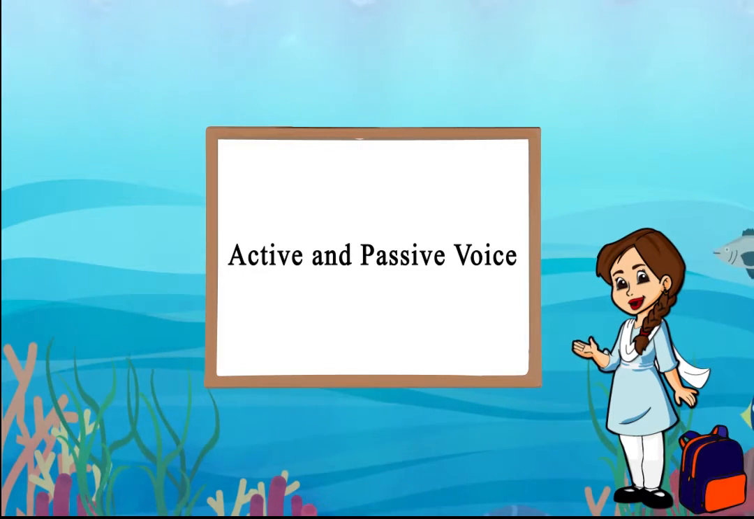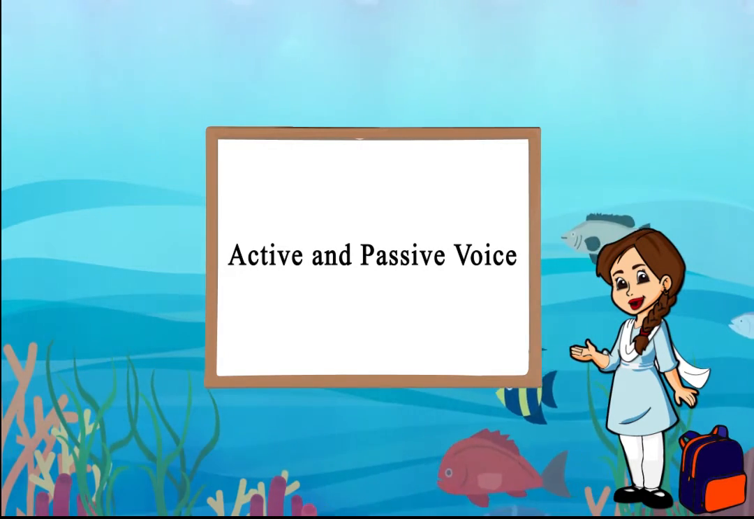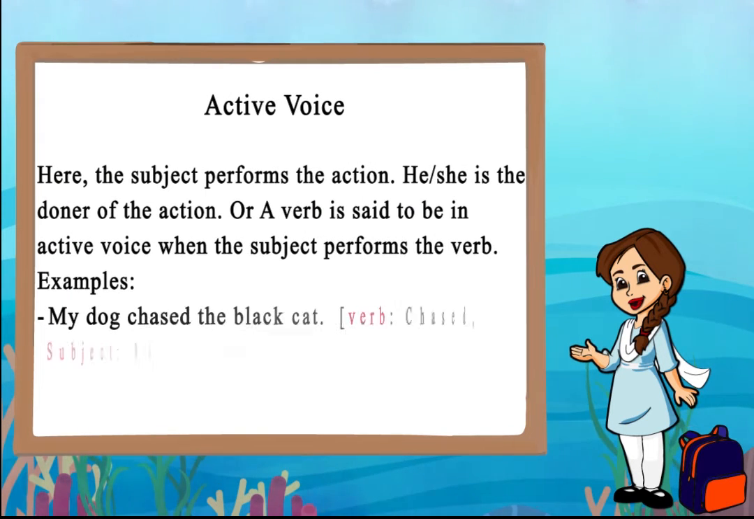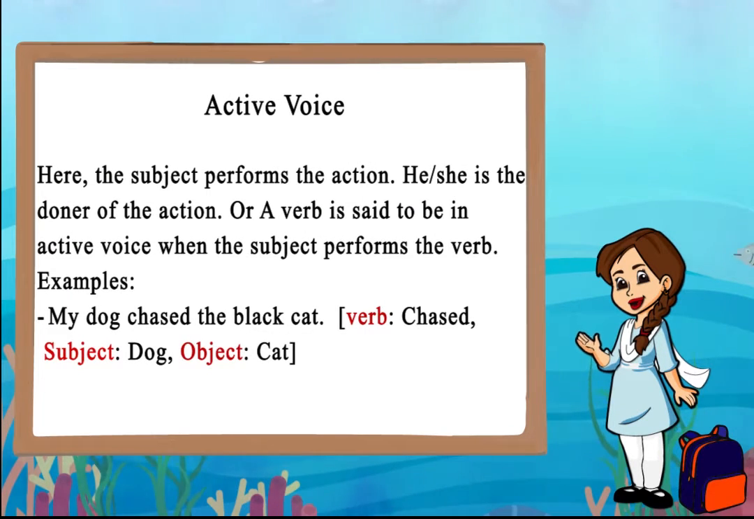Active and passive voice. Active voice. Here, the subject performs the action. He, she is the doer of the action. Or a verb is said to be in the active voice when the subject performs the verb. Examples. My dog chased the black cat. Verb is chased, subject is dog, object is cat.